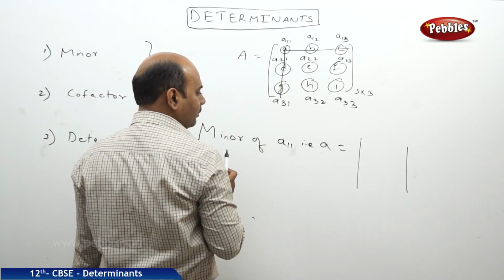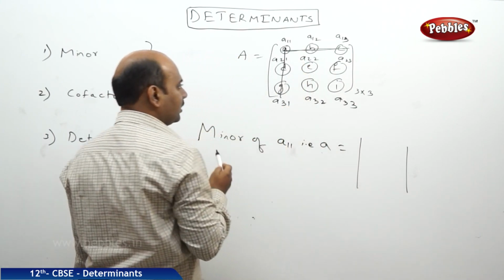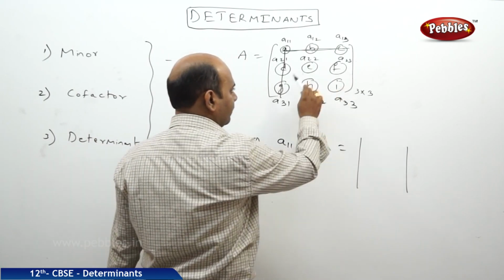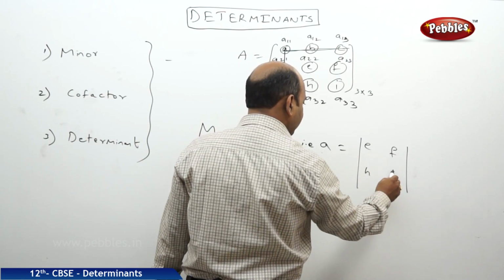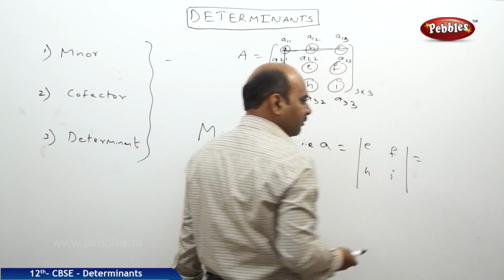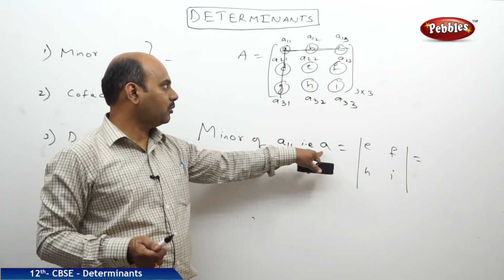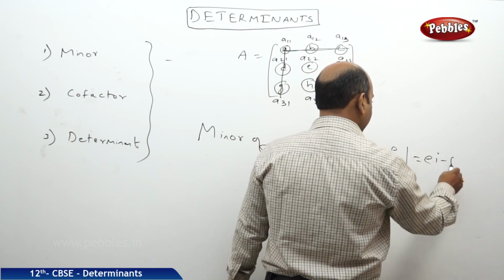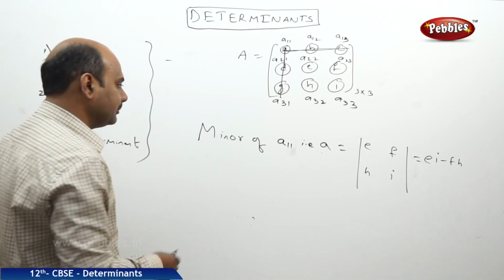As I am going to find the minor of a, I delete this particular row and this particular column. To whatever elements are remaining, I need to find the determinant, and this value we call the minor of the element a in the given matrix, and it is given by ei minus fh. I think you followed.